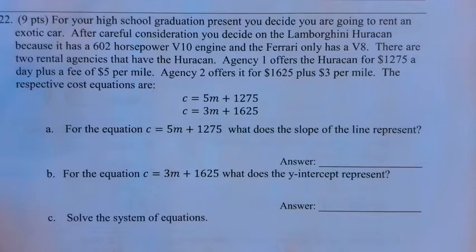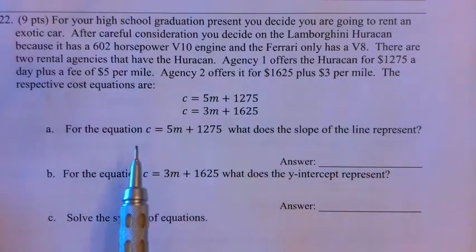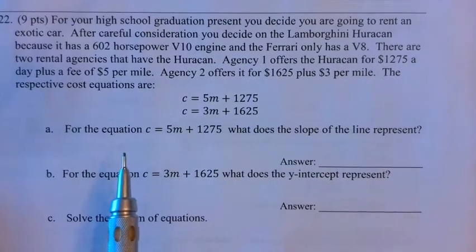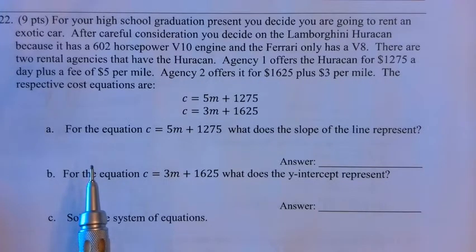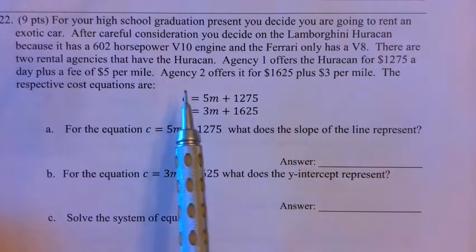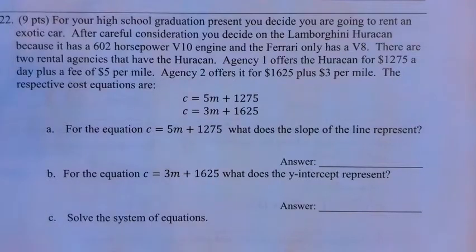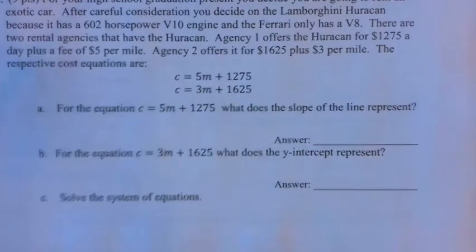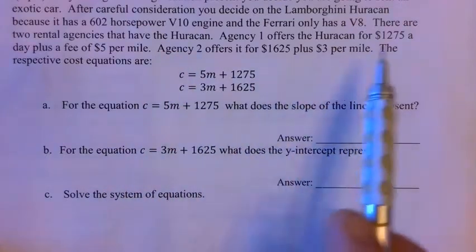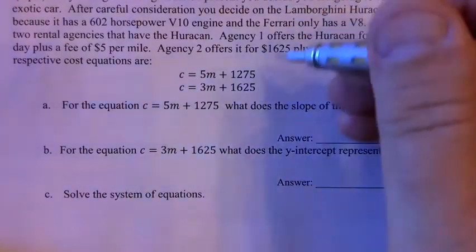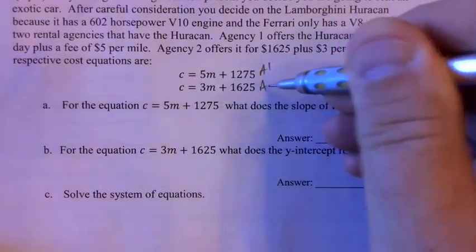Agency 1 offers the Huracan for $1275 a day, plus a fee of $5 a mile. So at that price, you can afford to what? Take it for a test drive. That would all be me. They probably charge for that. Agency 2 offers it for $1,625 plus $3 a mile. The respective equations are this. So this is for agency 1 and this is for agency 2.